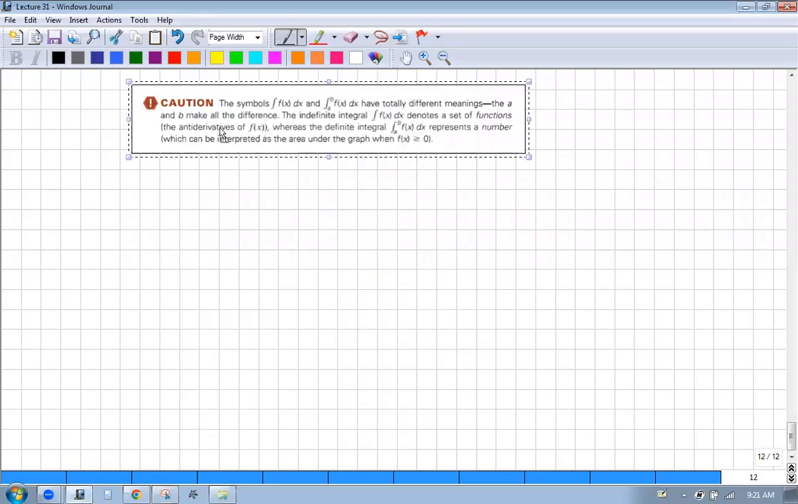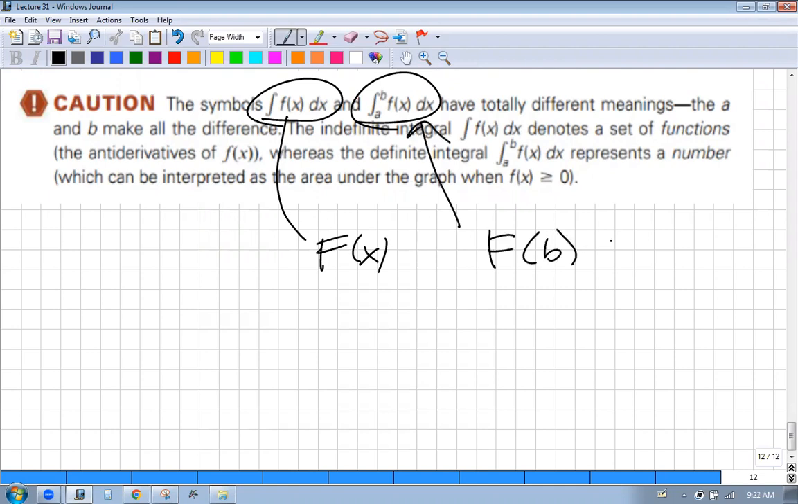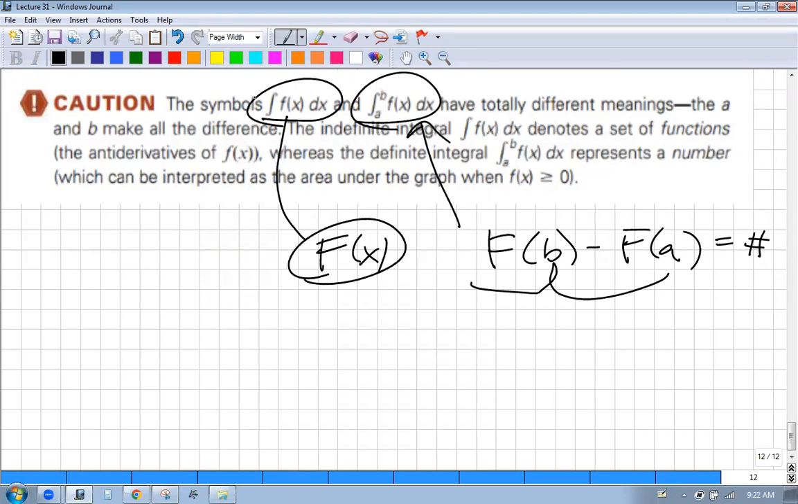All right, last thing. This guy and this guy have totally different meanings. This is a function. This is an area. It's going to be F of b minus F of a. Basically, you get your integral, which is a function. If there's an a and a b, you plug in b and a and subtract, and that's going to give you the area. This is a number, an actual area. This one is a function.